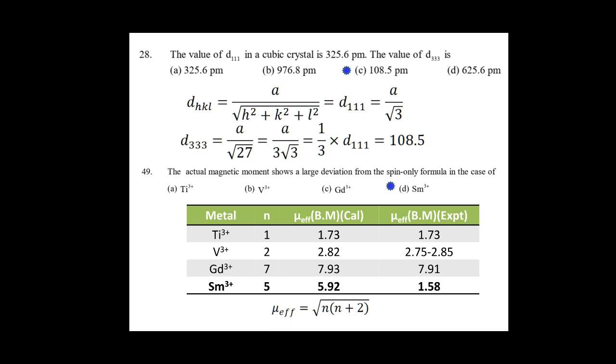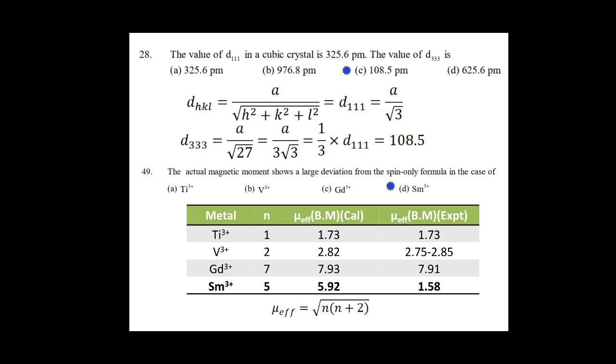Now here I have given a table. In the table, you have different metals: titanium, vanadium, gadolinium and samarium, all in the 3 plus oxidation state. So the number of electrons for titanium 3 plus is 1, vanadium is 2, gadolinium 7 and samarium 5. Now if you use the formula I have given, mu effective equal to root over n into n plus 2, in the unit of Bohr magneton, you can calculate the values.